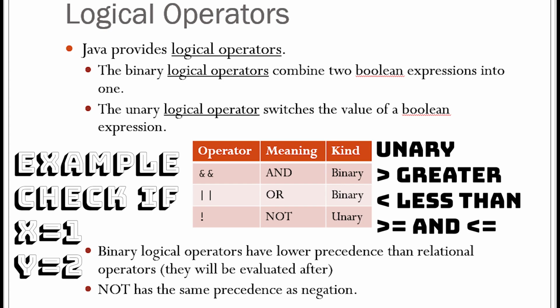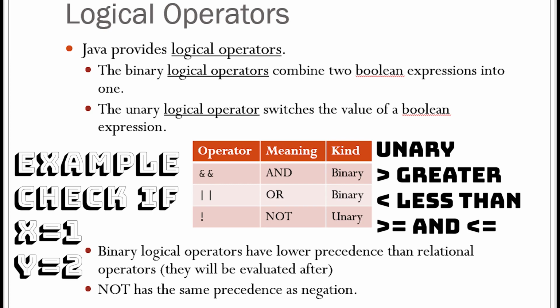Now let's go for the unary operators. There are more unary operators which you can see on screen. There's the not operator, there is the greater than or less than operator, the greater than or equal to operator, and the less than or equal to operator. I'll be giving you an example after we discuss how they work.